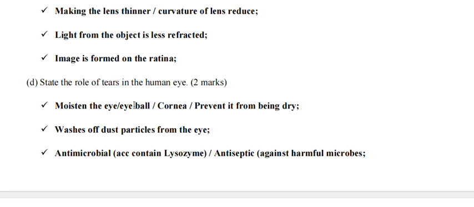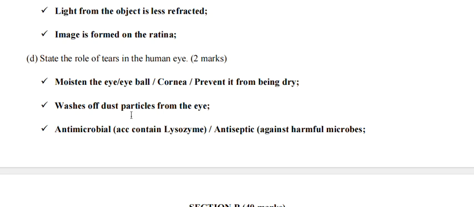Then state the roles of tears in the human eye. It moistens the eye or cornea or prevents it from being dry, then washes off dust particles from the eye, and it is also antimicrobial or contains lysozyme, or it is antiseptic, which means it is able to kill the microbes or pathogens.